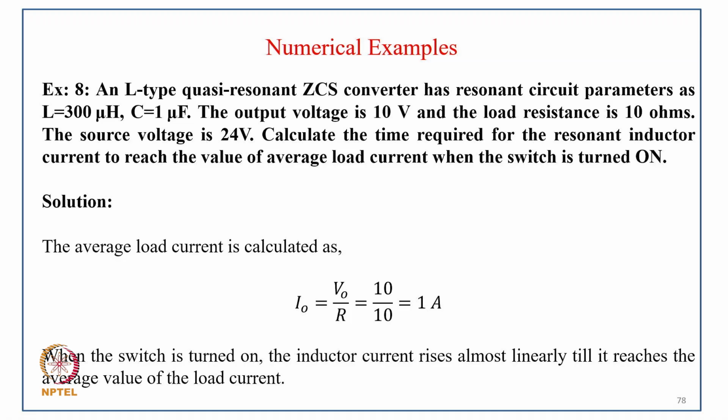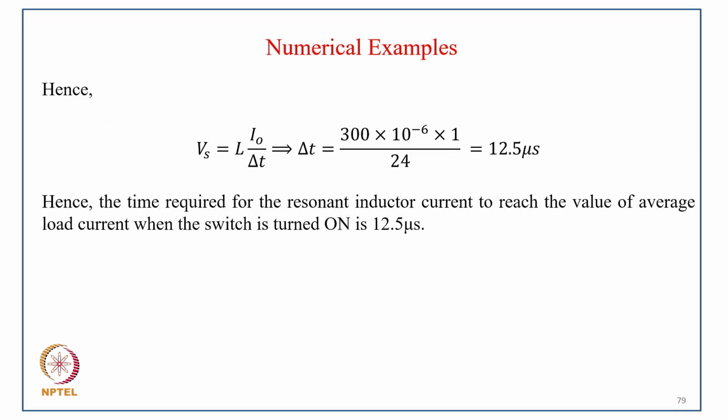So the solution is the average load current is calculated I0 equal to V0 upon R, that comes 1 ampere, and when the switch is turned on, the inductor current rises almost linearly till it reaches the average value of the load current. So hence Vs equal to L times I0 upon delta T. So delta T comes, putting value, 12.5 microsecond, and hence the time required for the resonant inductor current to reach the value of average load current when the switch is turned on is 12.5 microsecond.